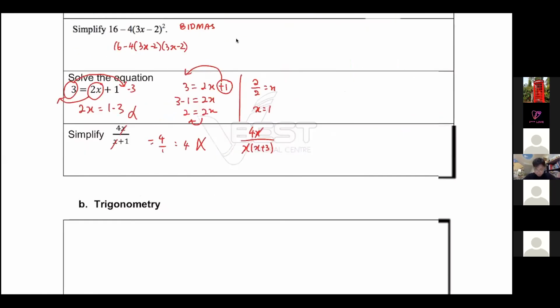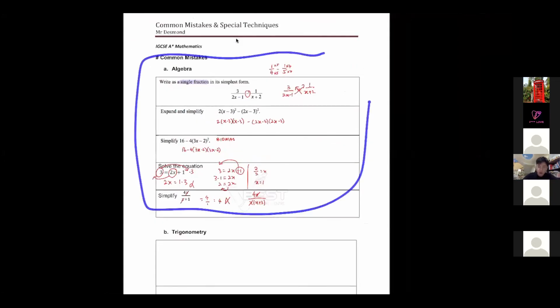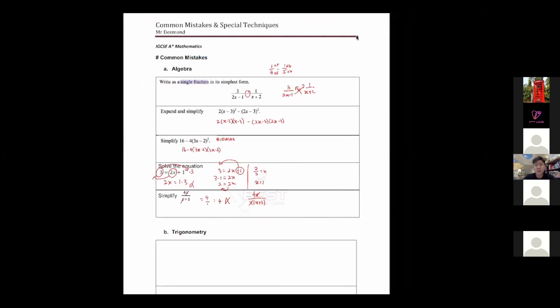Okay, so this is the first part, all the common mistakes made by students in algebra.